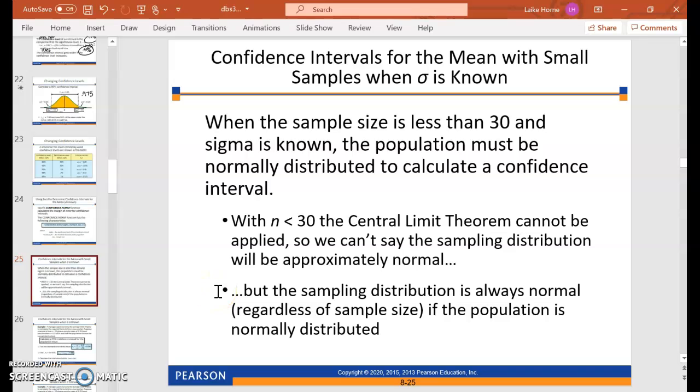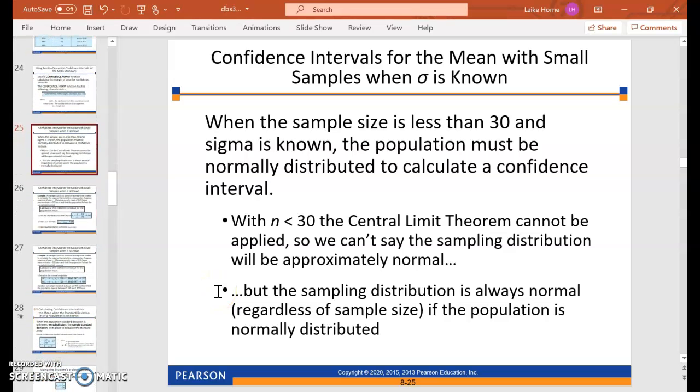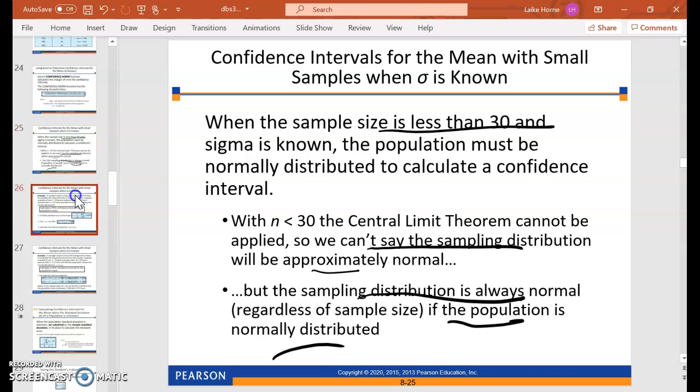Okay, so when the standard deviation is known, and the sample size is less than 30, the population must be normally distributed. So we're going to assume that the population is normally distributed. With n being less than 30, the central limit theorem cannot be applied. So we can't really say the sampling distribution will be approximately normal, but the sampling distribution is always normal if the population is normally distributed.